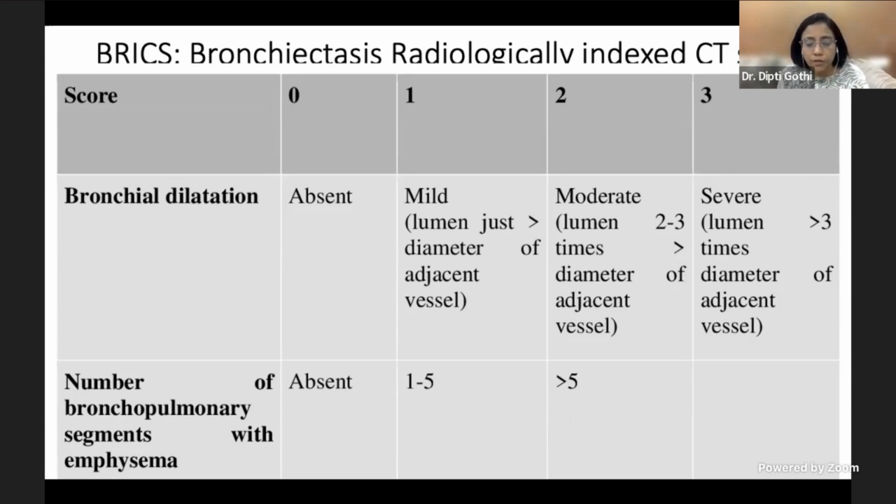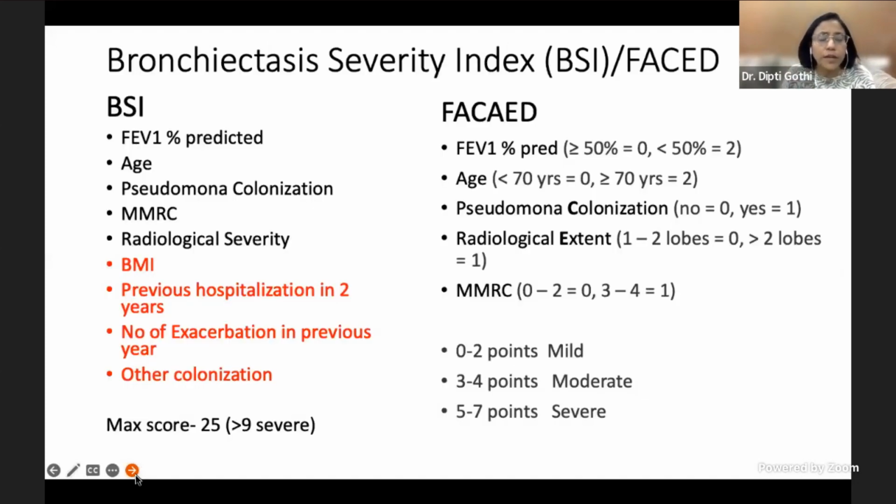So if we train our radiologists in defining bronchiectasis with respect to severity, it would help us treat our patient better. Even if the radiologists have not defined it, it is our duty when the patient comes to us to define the patient's severity in terms of either the bronchiectasis severity index or the FACED score. Again, over here, I would pick the simple one, which is the FACED score, because we are all busy practicing or teaching, and it is very difficult for us to remember complicated scorings.